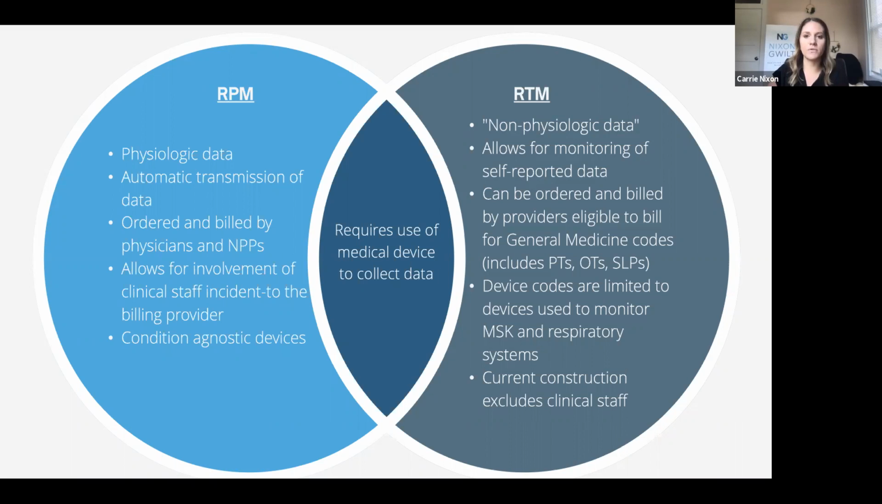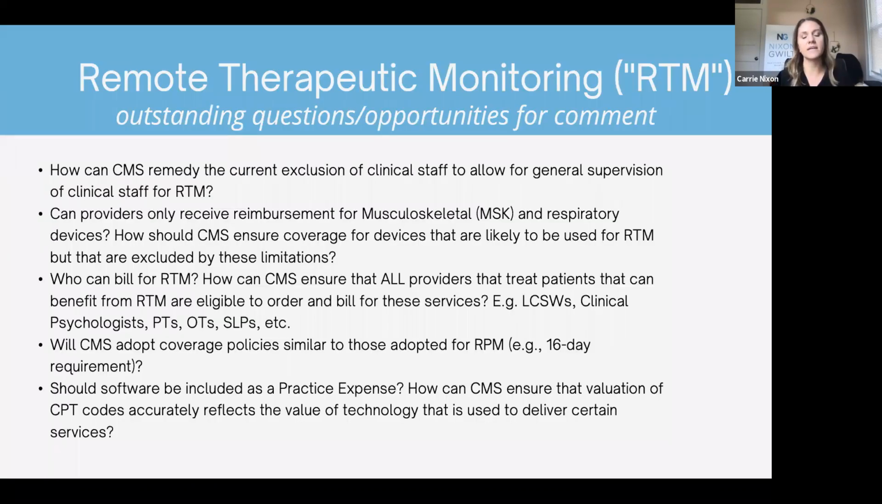So I will move now to these outstanding questions and opportunities for comment. I've broken down just a few of the outstanding questions that are not super clear in the proposed rule, or where I think that CMS could maybe change their thinking or provide some additional opportunities when they come out with the final rule at the end of the year.